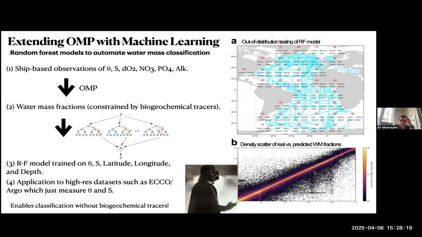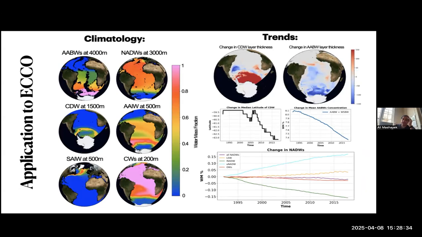And the bottom right is showing the agreement, the prediction versus observations, that the model does a good job. So now what's the value of that? The value of that is that once you have that, you can apply it to either global data sets or you could apply it to models.